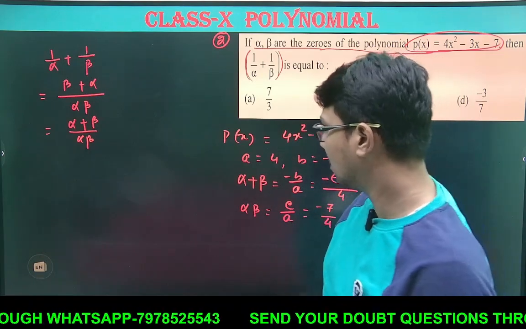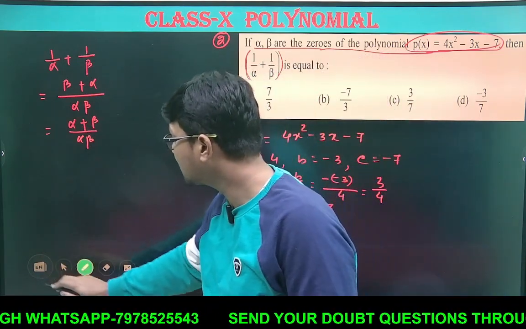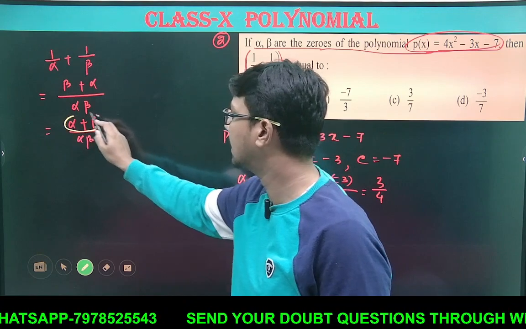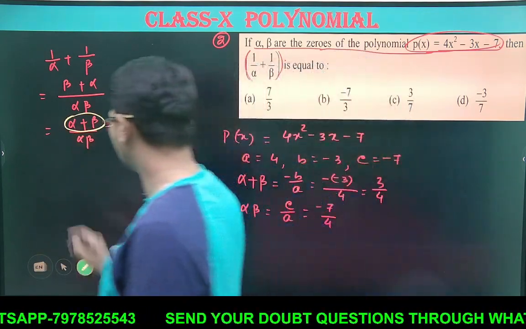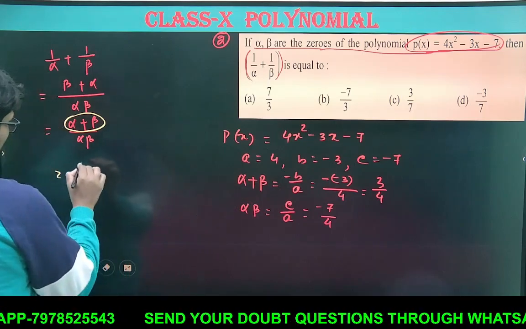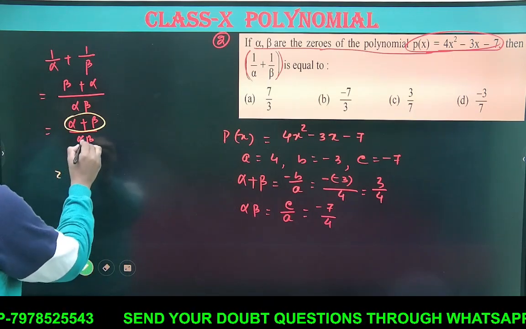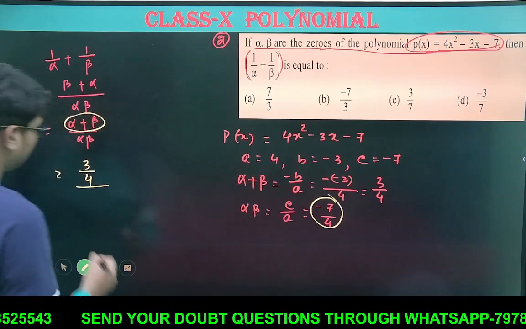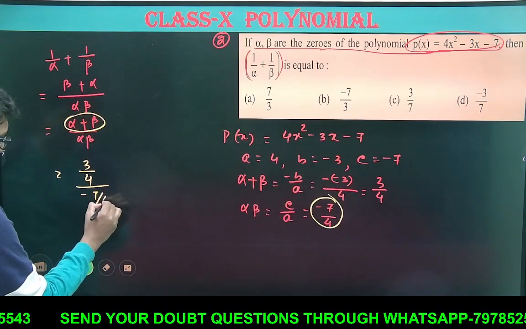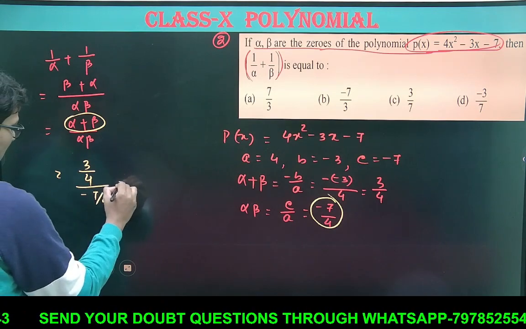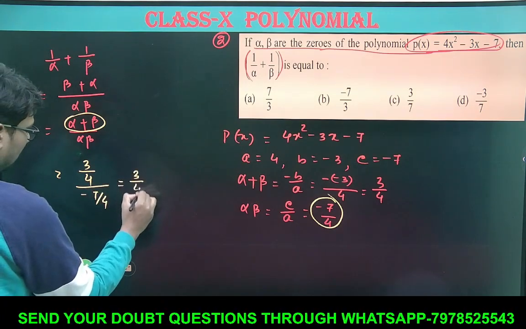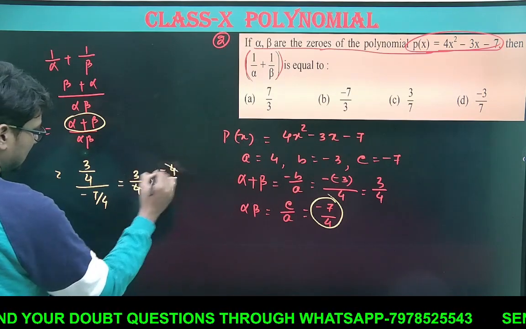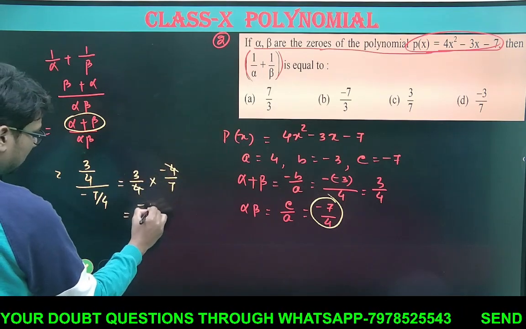But we know the value of alpha plus beta. Let us replace. So that is 3 by 4, divided by alpha into beta. Alpha into beta value is how much? Minus 7 by 4. Let us replace this. So now whenever we solve, it will become 3 by 4 multiplied by minus 4 by 7. 4 cancelled. Hence the answer is minus 3 by 7.